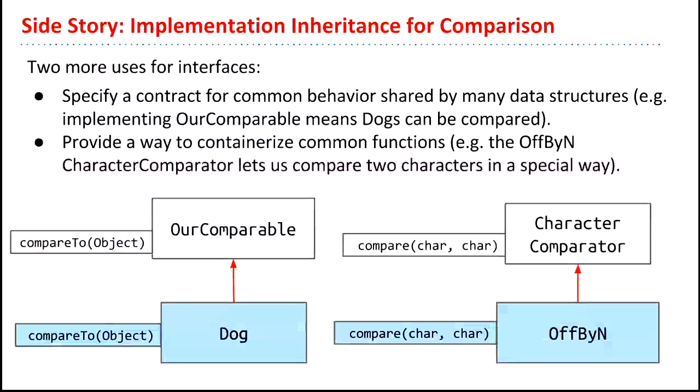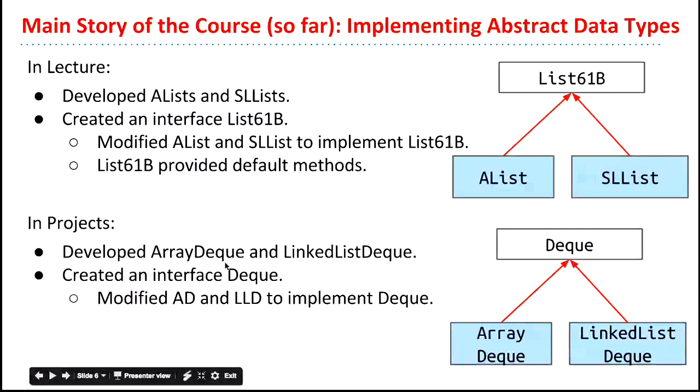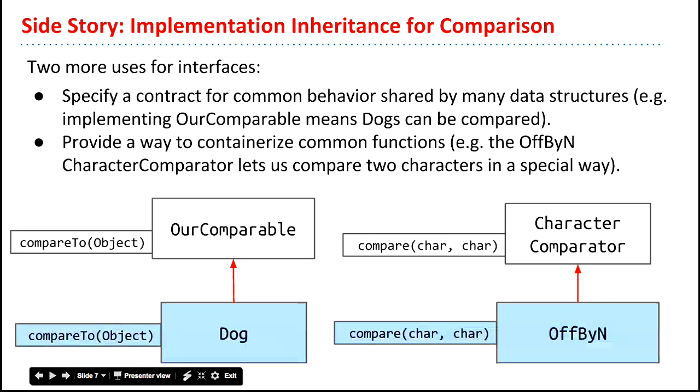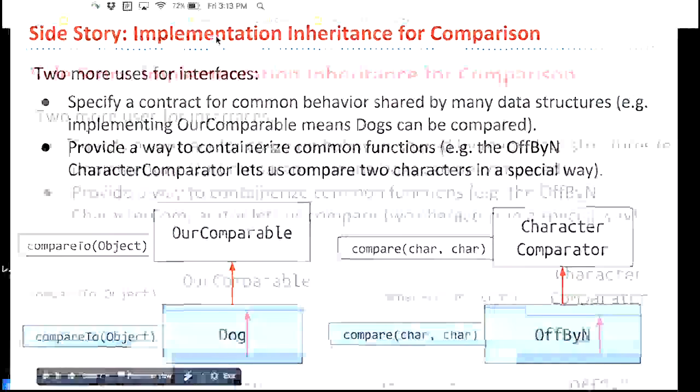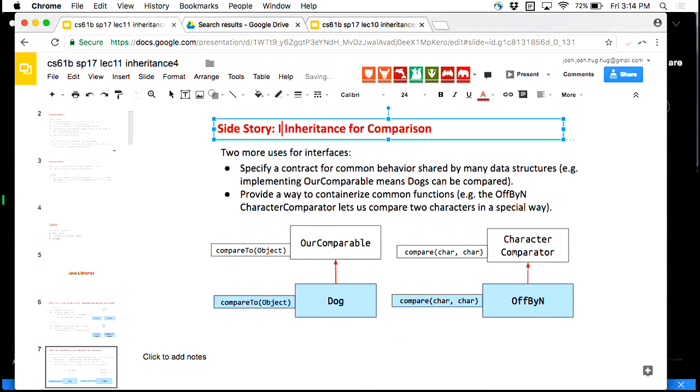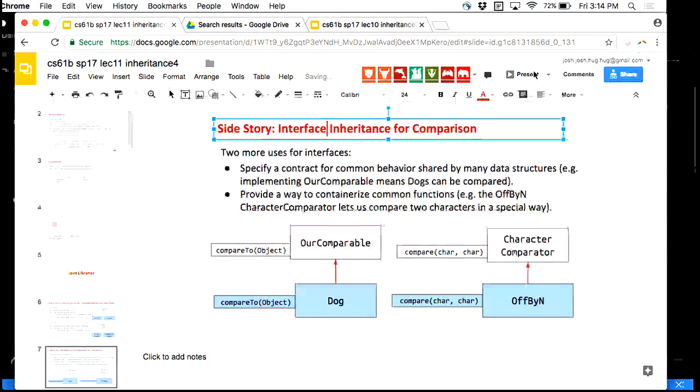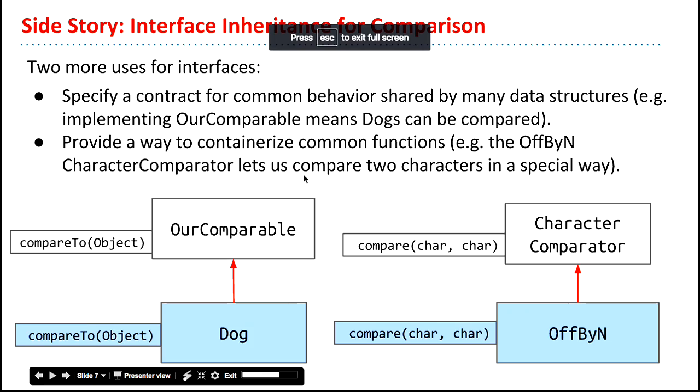But before we get to that, I will say that in addition to this main story of the class so far, we had a little bit of a sidetrack, which is another nice use of implementation inheritance, which was for comparison. So we saw that with interfaces. Hey, this is actually kind of a bug. You know what? I just realized this is from last year. This should say interface inheritance. Anyway. Curses, Spring 2016, Josh.